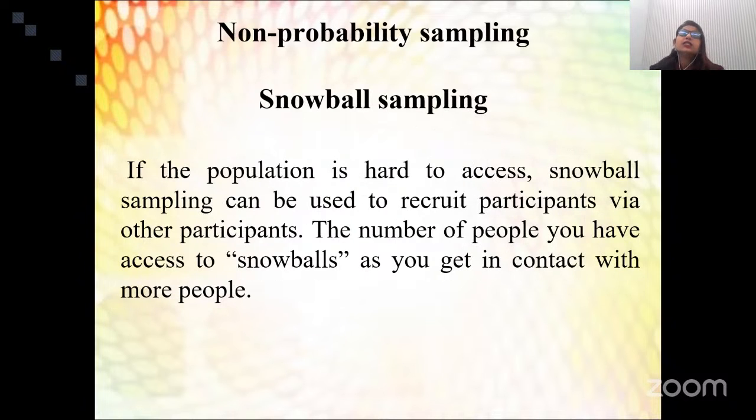Next is snowball sampling. This type of sampling is used when our population is hard to access. Whenever our population is hard to access, in that case, we use snowball sampling. Here, what we are doing is we recruit the participants. Why participants? Take an example of a CA, a Chartered Accountant.